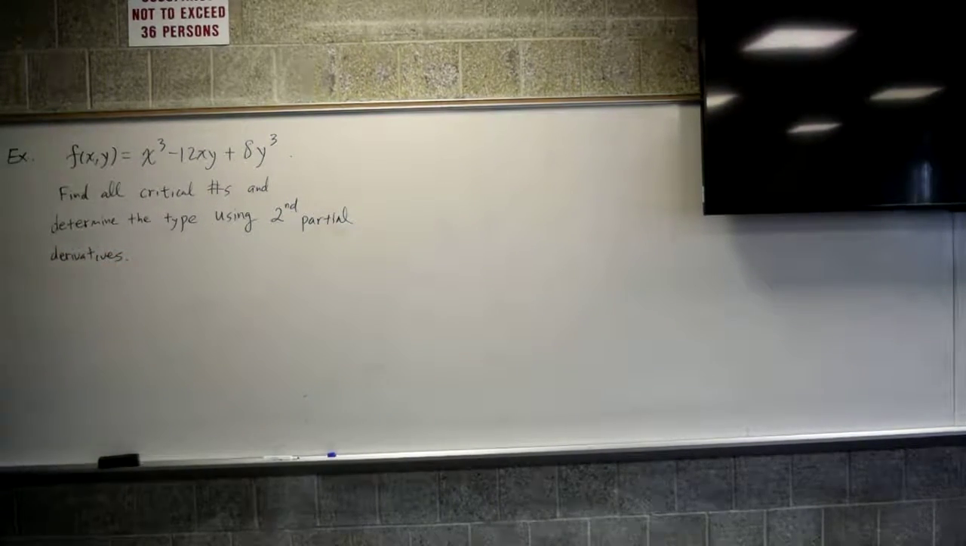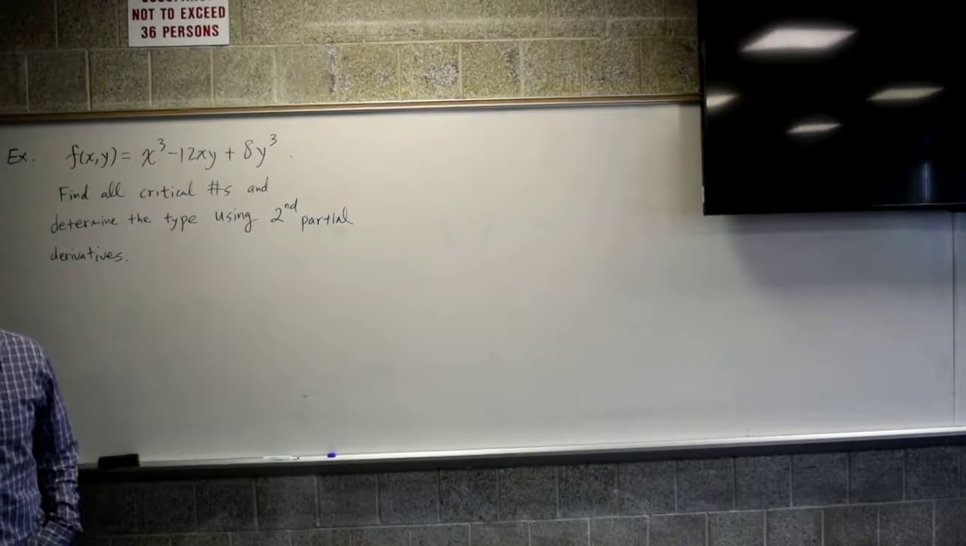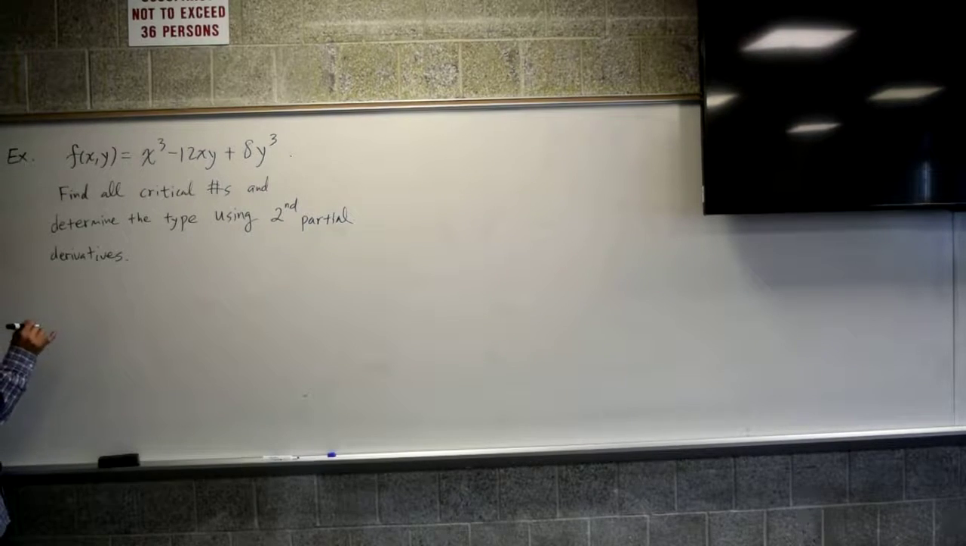And by type, I mean, is it a relative maximum, is it a relative minimum, or is it a saddle point? It's one of those three. That's what you have to do. You have to categorize which one it is. All right, so let's try to solve this.